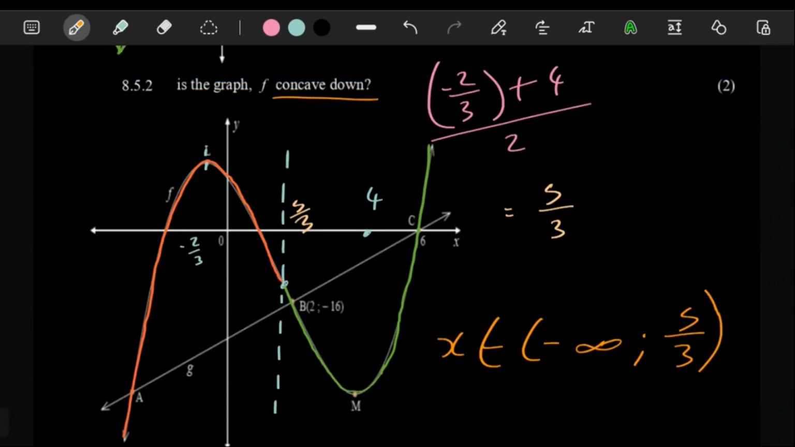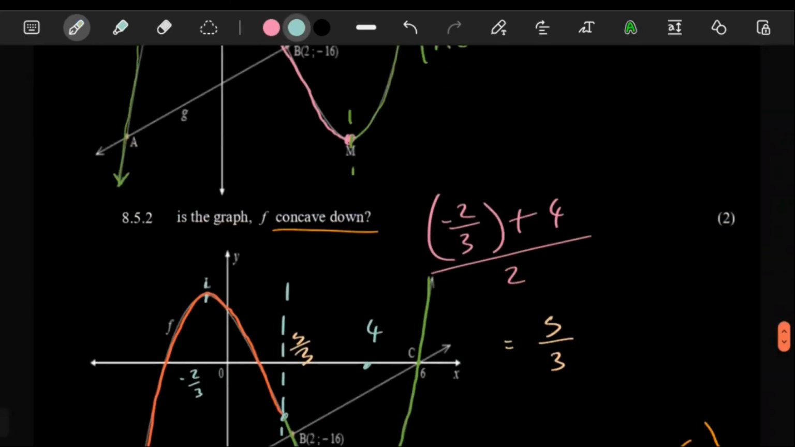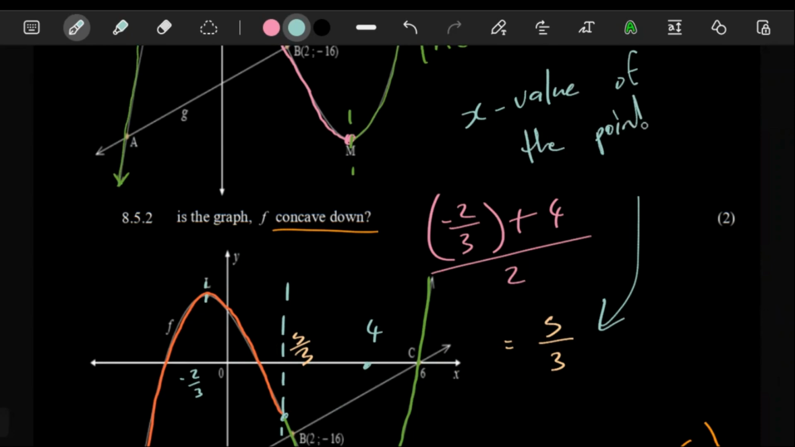Please repeat the part where you used -2/3 plus 4 divided by 2. What were you looking for? Okay, so we were looking for the x value of the point of inflection. Since we wanted the x value of the point of inflection, that's one way to do it, you see.